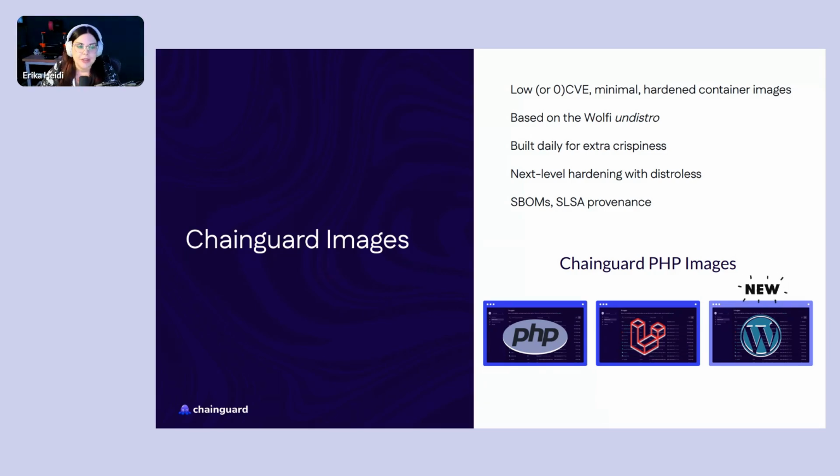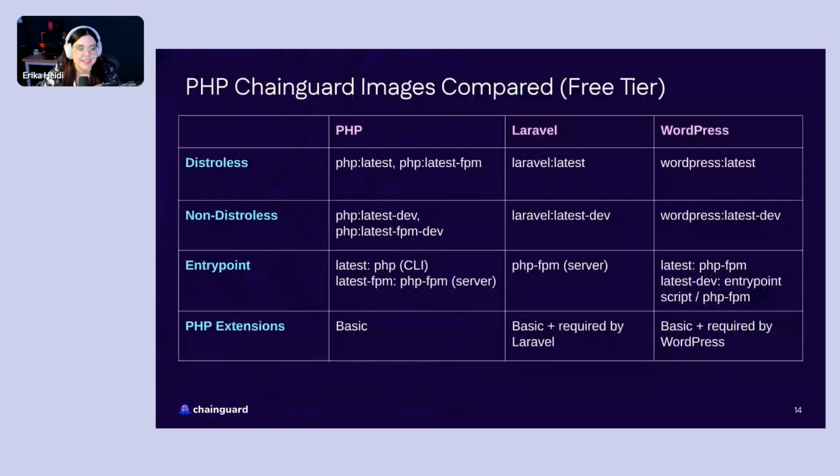And we will now talk about the Chainguard PHP images. The first one was PHP, and then we also have the Laravel one built last year. And now we have the WordPress image that I built this year. I built all these images with the help of my team, of course, our team. PHP Chainguard images, we have it.